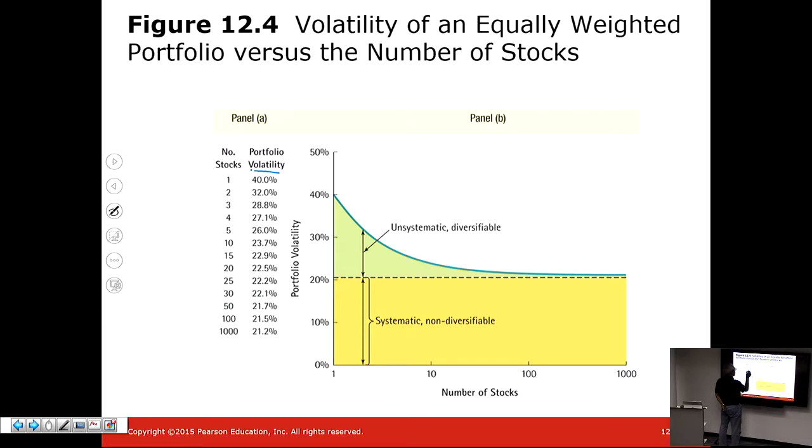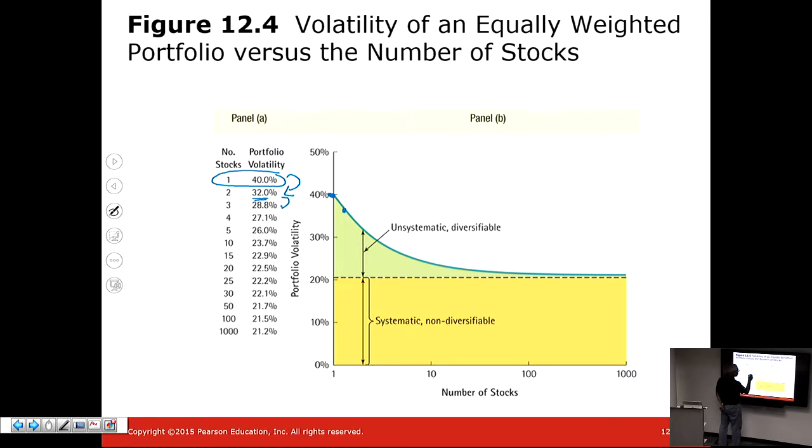So when I started with 1 stock, my portfolio risk was the risk of that 1 stock. Forget about how I get these numbers. Right now, concentrate on what these numbers mean. When I add a second stock to my portfolio, because the correlation between stock 1 and stock 2 was anything other than +1, it was any number less than +1, then what happens? I reduce the risk of my portfolio. So I go from here to, let's say, here.